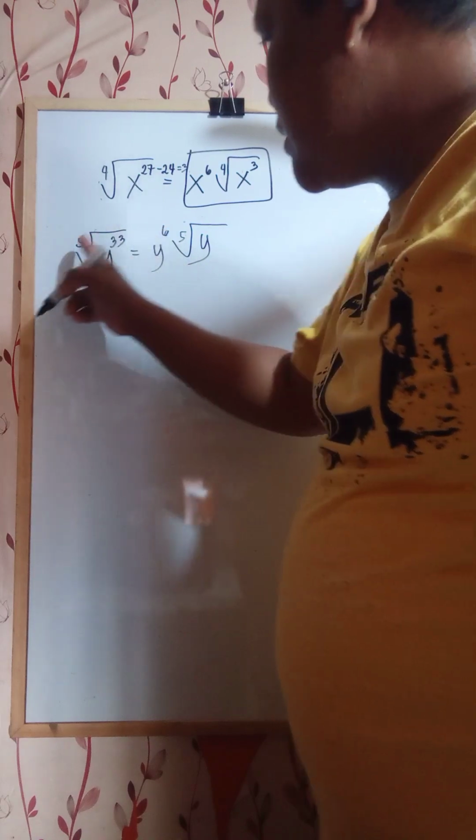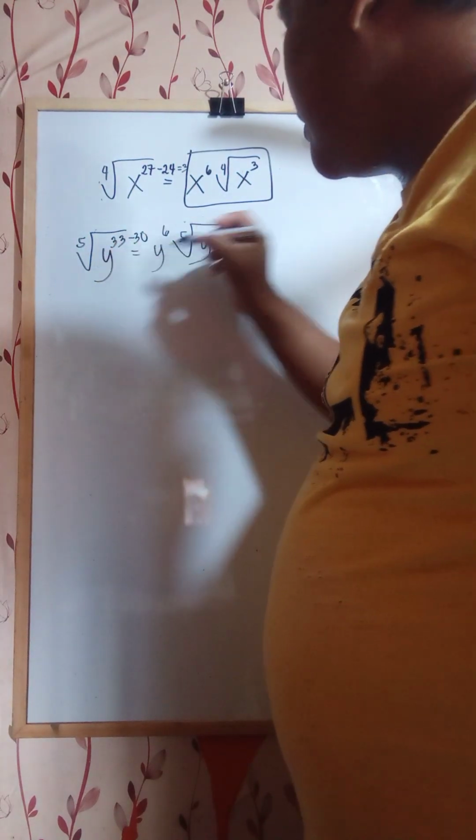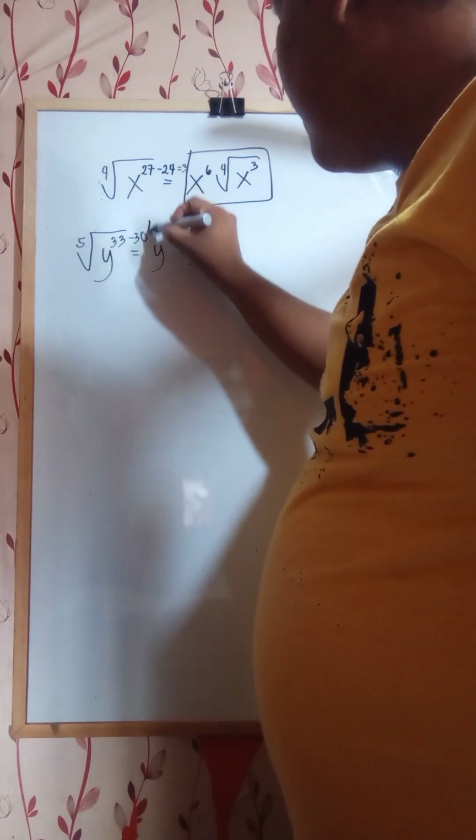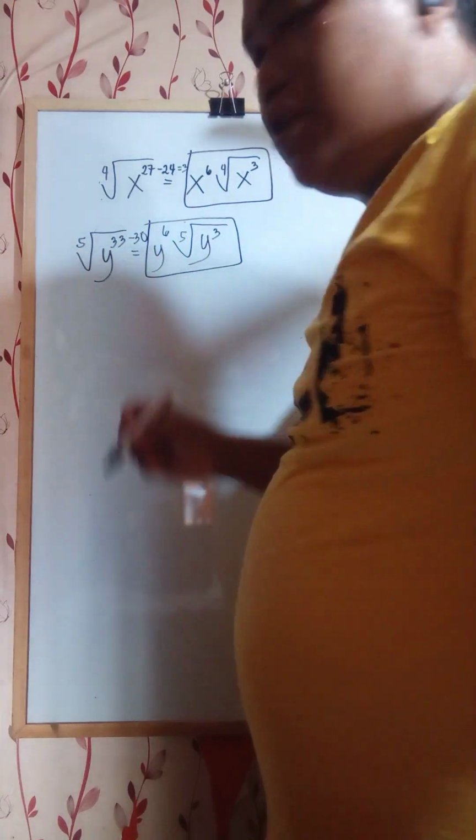So multiply 6 times 5, that is 30. So minus 30, 33 minus 30, that is 3. So therefore, the answer is y to the power of 6, the fifth root of y cubed.